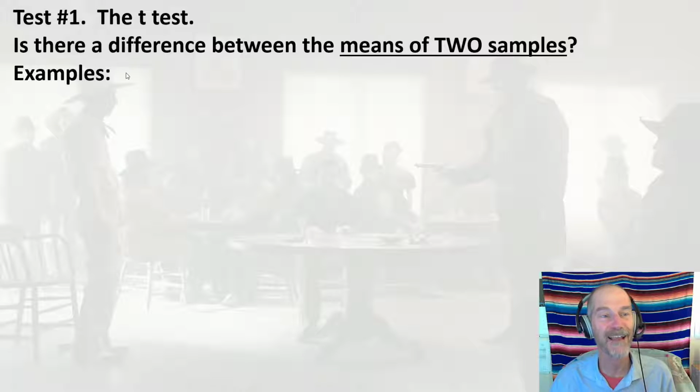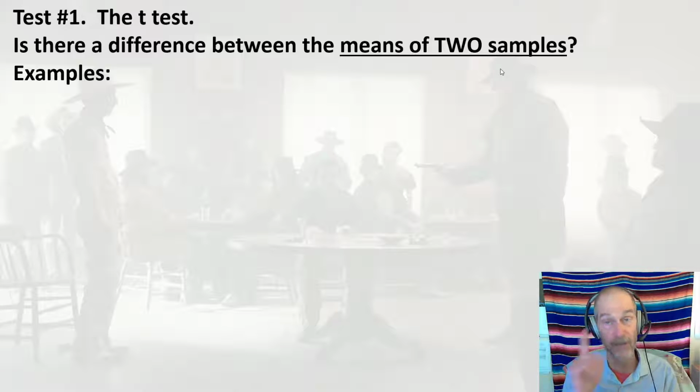Anyway, okay, test number one, here we are. Let's talk about the test. Test number one is the t-test. Make sure you know what the t-test is, and it is a test for whether or not there is a difference between the means of two samples. Got two samples, two different populations you're sampling? Use the t-test. Here's some examples.